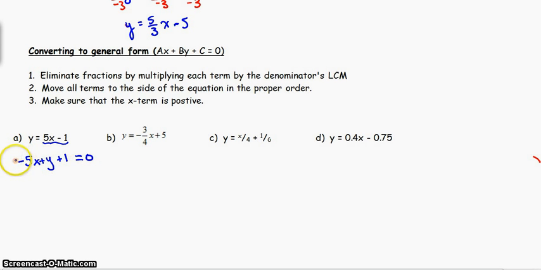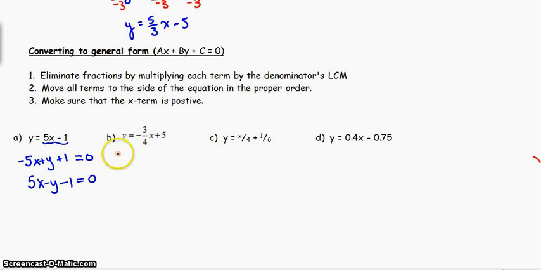However, the first term is negative, so I need to multiply each and every term because we have the property, since it's an equation, golden rule of algebra, whatever I do to one side I can do to the other side, and I keep it balanced. So I'm going to multiply both sides of the equation by negative 1. In other words, I'm just switching the signs of each term. So now I'm in general form. So that's transferring to general form.